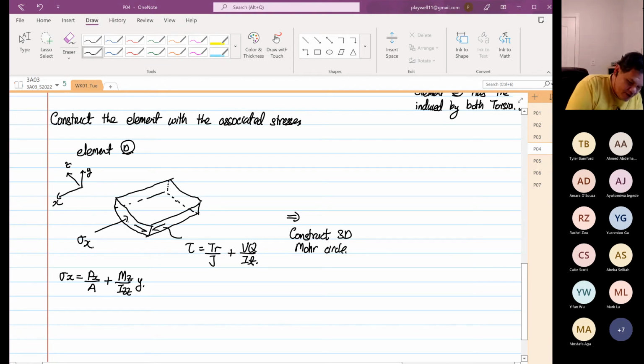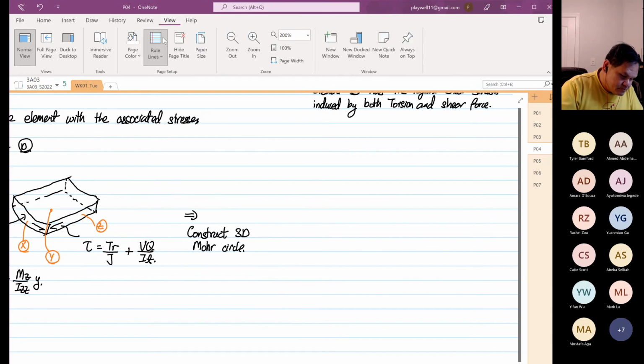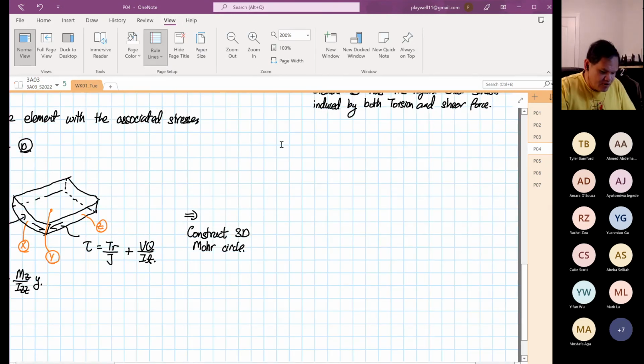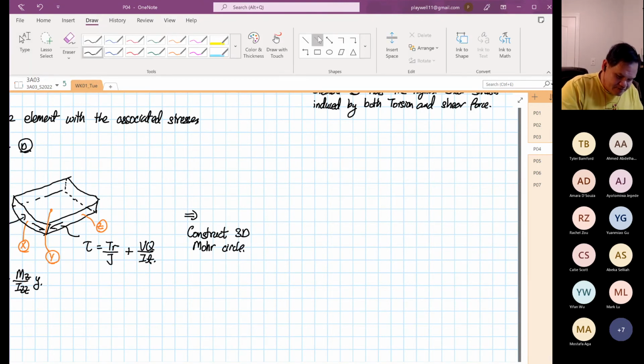So I'm going to call this plane over here, using a different color, our X. This is our Z. And the surface below is our Y. So we are going to construct the 3D Mohr circle now. Don't worry, we are almost coming to the end on how to design a structure, how to determine a structure. These are the things that you will learn.